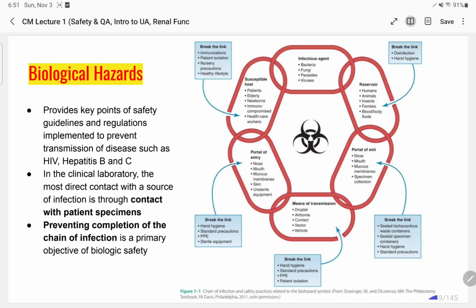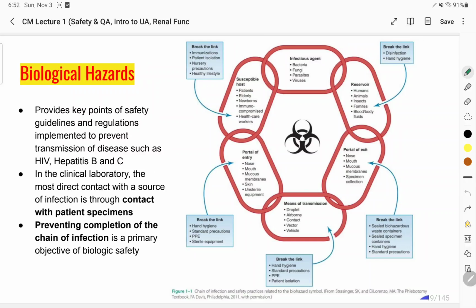So in the clinical laboratory, it is very important that we have these guidelines to prevent the completion of the chain of infection. An infection can be transmitted from one individual to another via the chain of infection. So, it is the primary purpose of biologic safety to prevent the completion of this chain of infection. Para ang sakit, dili na mukatag pa sa lain nga tawo. So, sa maning chain of infection, as you can see here, we have your chain of infection in this picture. Okay? So, unsa may una ana?